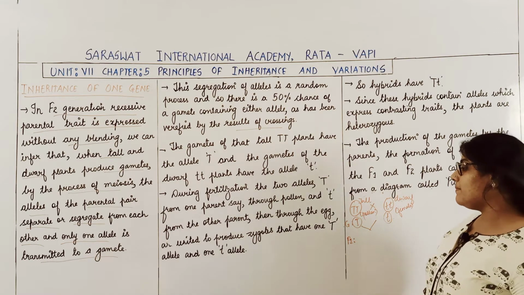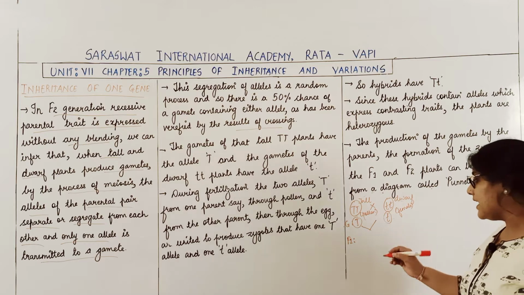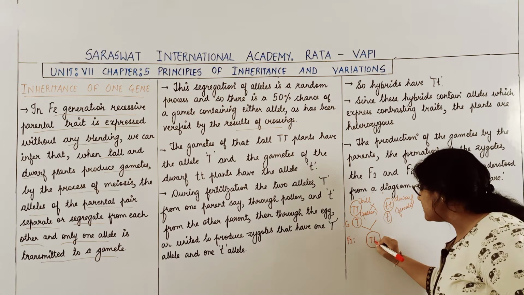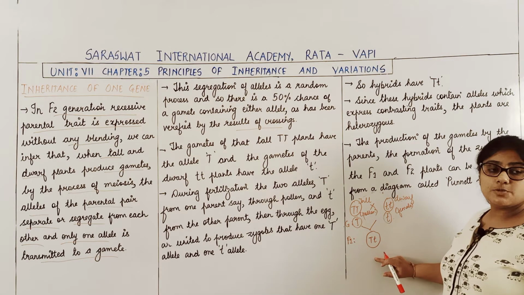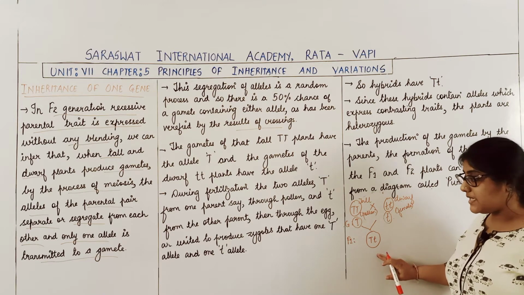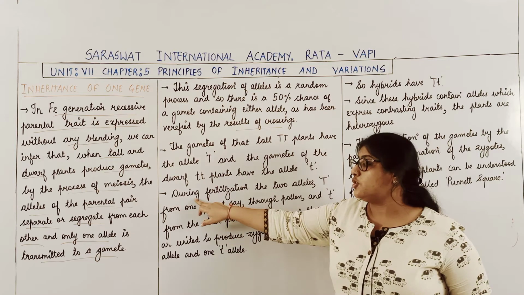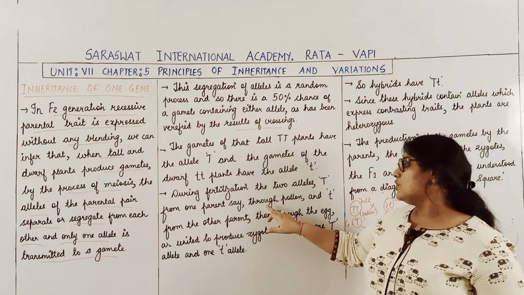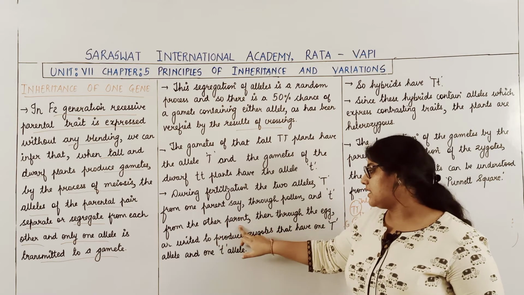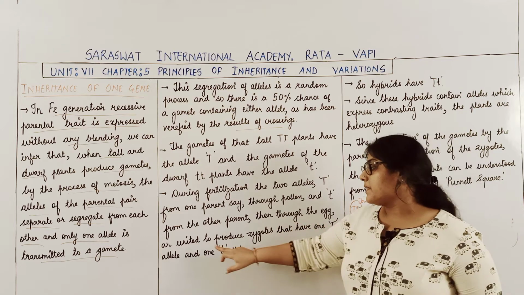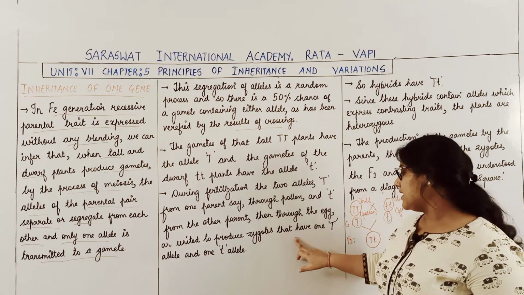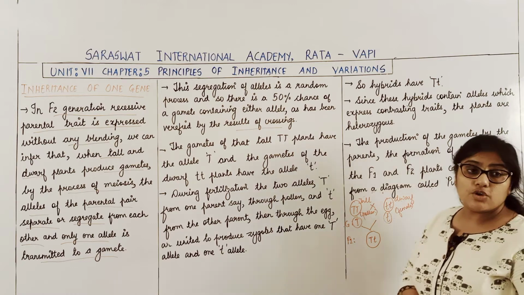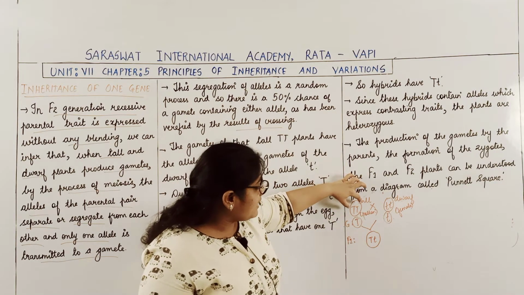So what will be the condition? Then the zygote will be produced, and the zygote produced through such fusion will be a hybrid, that is it will contain the capital T gene as well as the small t gene. So during fertilization, the two alleles, that is capital T from one parent through pollen and small t from the other parent through the egg, are united to produce the zygotes that have one capital T allele and one small t allele. So here students, you can see that these were the parents, pure tall and pure dwarf.